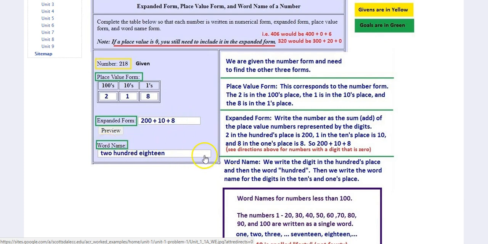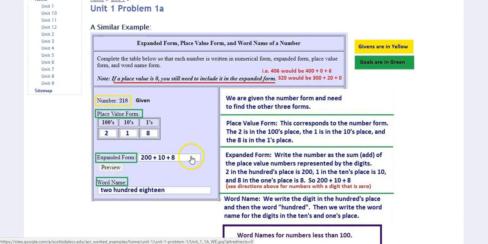And how to enter your answer. So sometimes, here's another example, if a place value is 0, you still need to include it in the expanded form. So it'll draw your attention to common errors that students make that can cause you some difficulty.